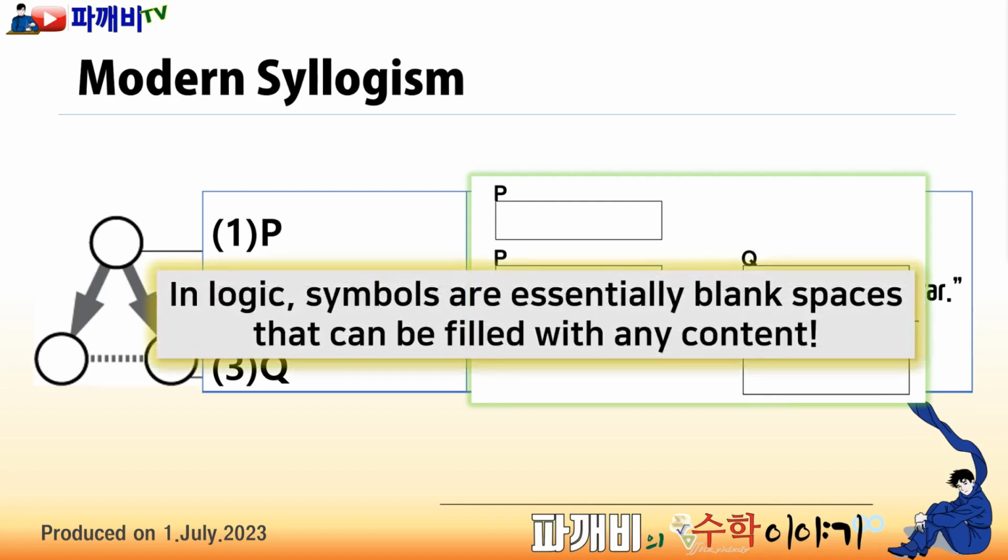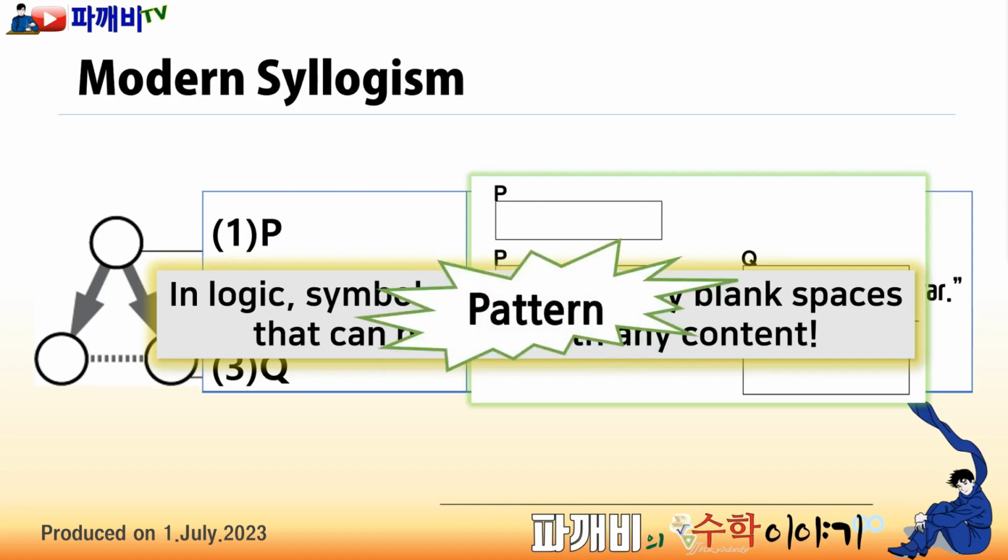In logic, most of the symbols used are essentially blank spaces. These are blanks that can be filled with any content. I drew it this way to make it look like that in my explanation. In other words, logic is also a pattern or regularity. In a way, this is an obvious statement. I'm repeating myself right now. This means that my explanation is logical.